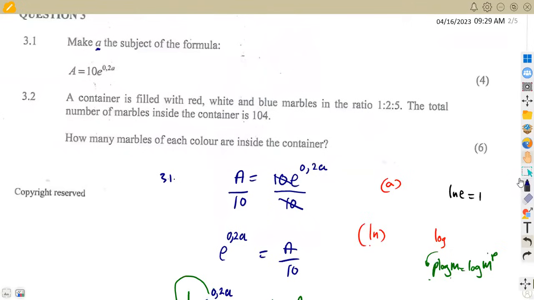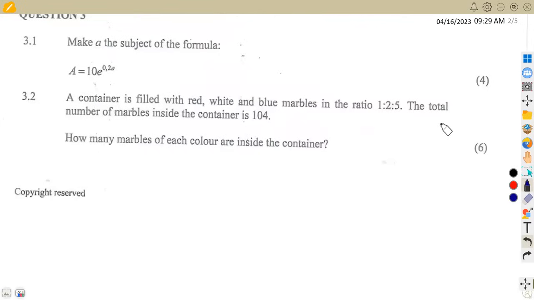All right. 3.2, we are now given that there is a container that is filled with red, white, blue marbles in the ratio of 1:2:5. The total number of marbles inside the container is 104. How many marbles of each color are inside the container? Take note here, guys. We are given a ratio which shows us how these marbles are being distributed, in the ratio of 1:2:5, which follows this concept of red to white to blue.